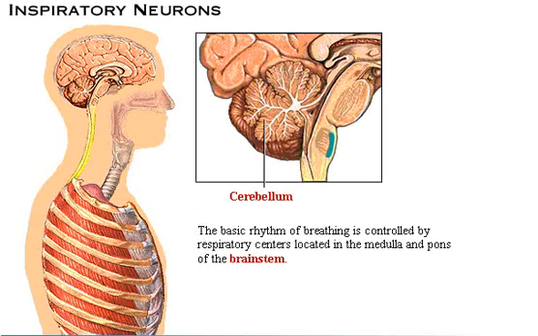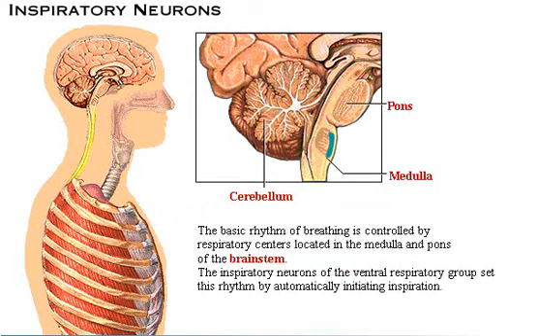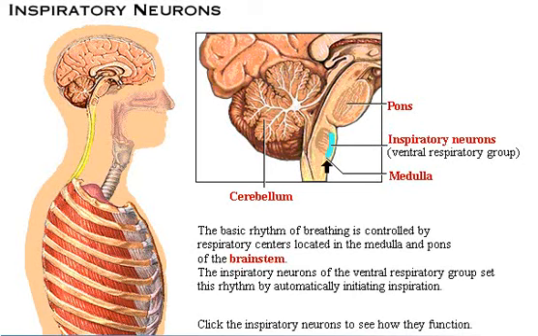The basic rhythm of breathing is controlled by respiratory centers located in the medulla and pons of the brainstem. Within the medulla, a group of neurons in the ventral respiratory group sets the basic rhythm by automatically initiating inspiration. Click the inspiratory neurons to see how they function.